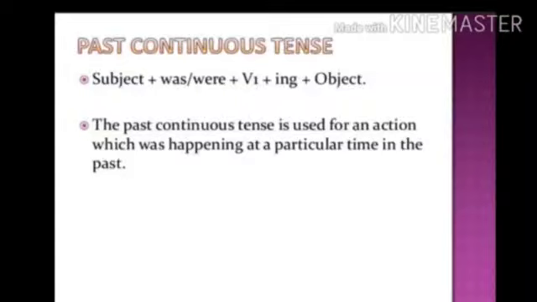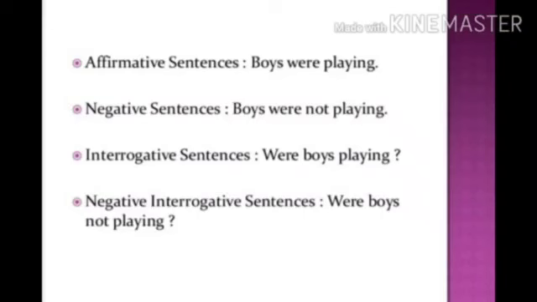The structure is subject plus was or were plus V1 plus ing, or V4, plus object. I repeat, subject plus was or were plus V1 plus ing, or V4 we can say, plus object. In such a manner, I was playing cricket. She was playing hockey. You were playing snooker. Right? These are the examples. So, was and were.